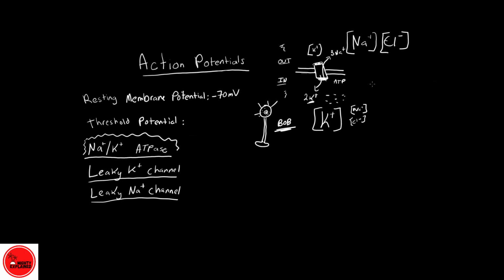Sodium, potassium, ATPase pumps 3 sodium out, 2 potassium in, and these are the relative concentrations that we see here. Lots of potassium on the inside, lots of sodium and chloride on the outside. Now, two ways to remember these types of things. You can think of salty banana. Let me try to draw a banana here. Draw a banana, then you got a bunch of salt on the outside.